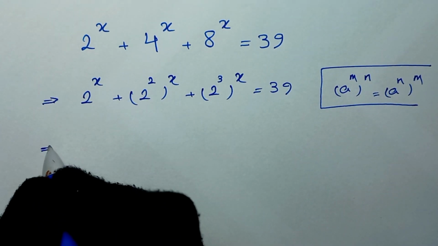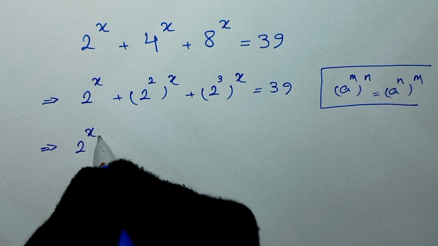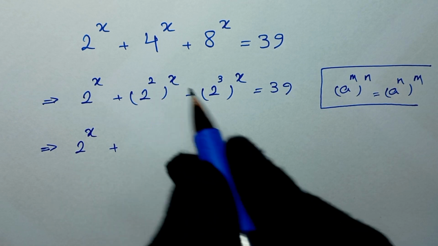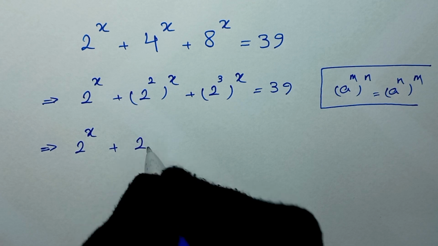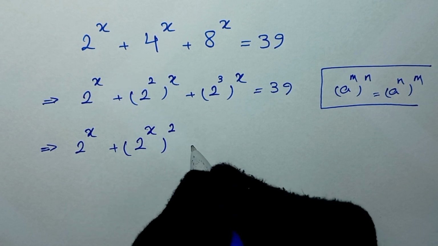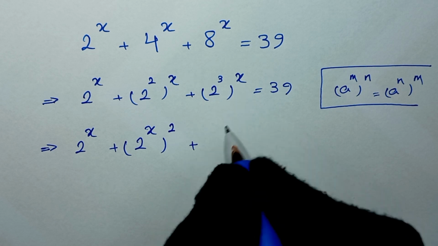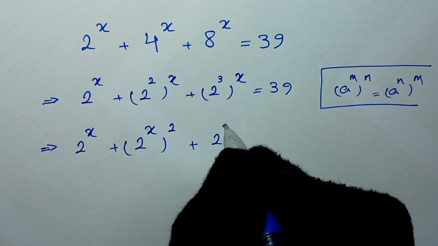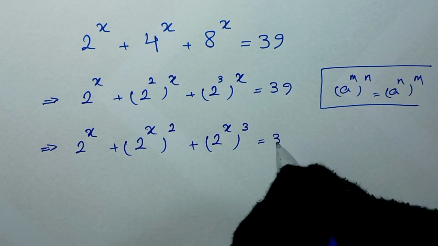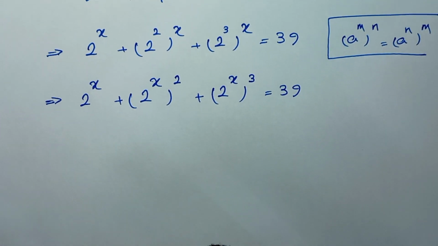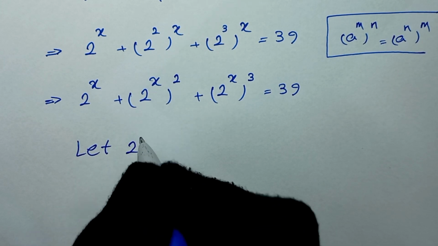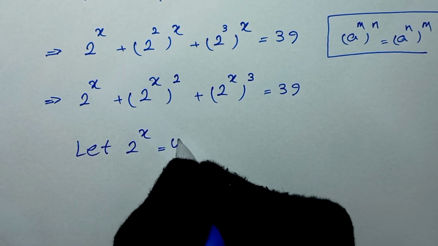So in here, we have 2 to the power of x plus 2 to the power of 2 to the power of x, and we can write this as 2 to the power of x to the power of 2. And plus, we can write this as 2 to the power of x and to the power of 3 is equal to 39. And next step, let 2 to the power of x be u.